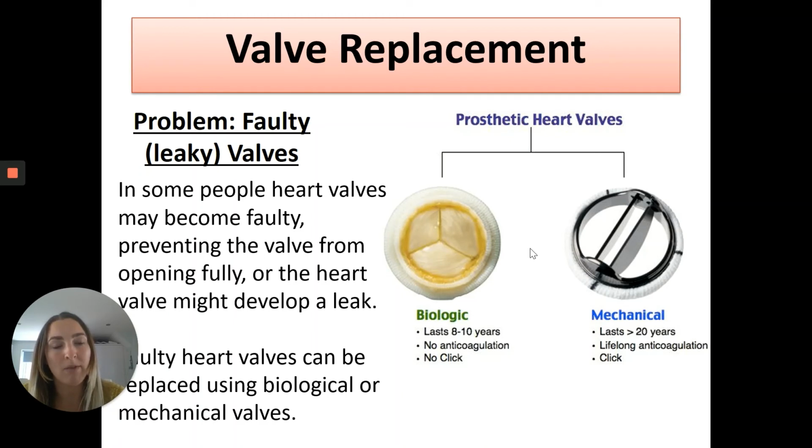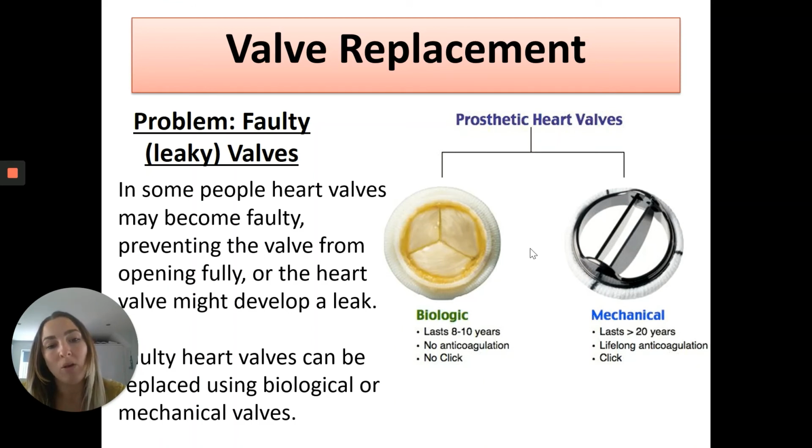So you can hear a click sound every time that valve opens and closes. There also might be damage to the red blood cells as they pass through those valves. Now, obviously, you've got to think about the advantages and the disadvantages, and the advantage here is the fact that you're not going to have it replaced for around 20 years.